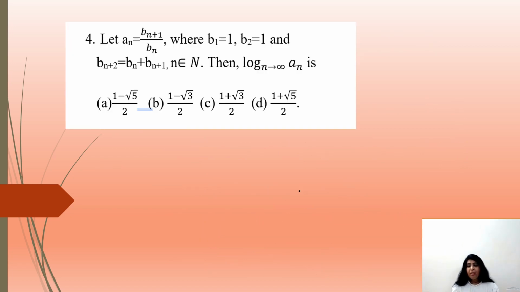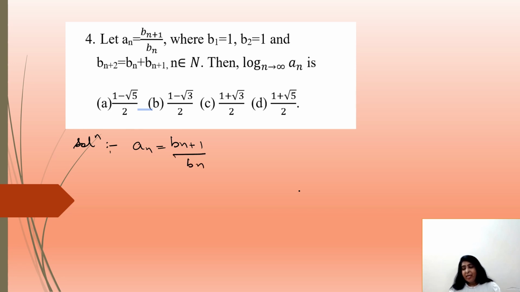Next, you have let an is equal to bn plus 1 divided by bn, where b1 is 1, b2 is 1 and bn plus 2 is equal to bn plus 1 plus bn. Then the limit as n approaches infinity of an is? So you have to find the value of the limit of an. Now what is given to us? We are given an equals bn plus 1 divided by bn.